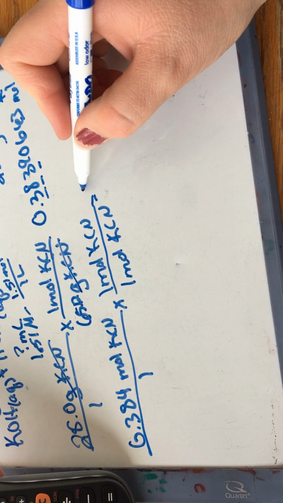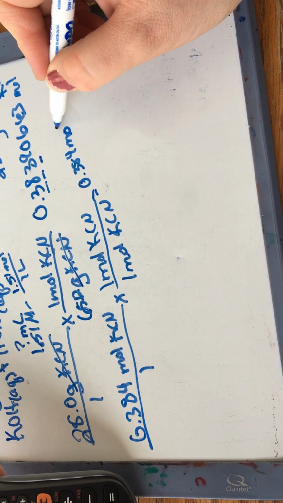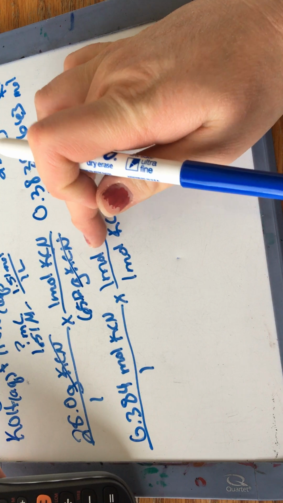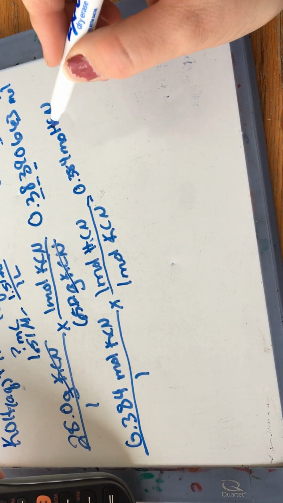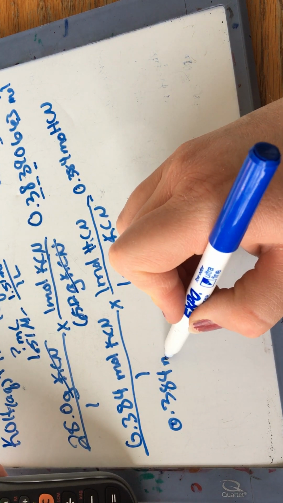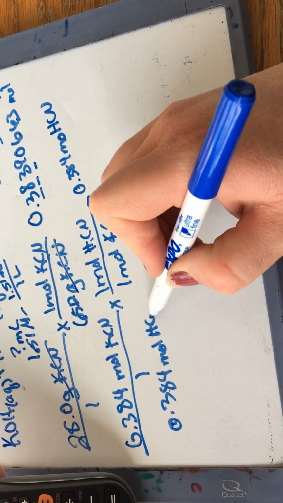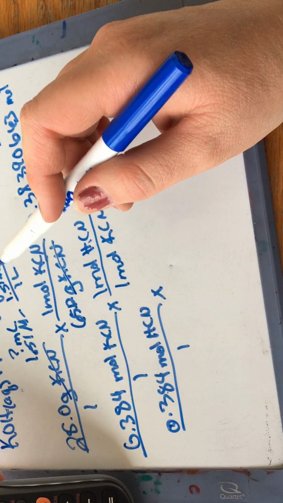So that all cancels out. So 0.384 mole. We are now in hydrogen cyanide. So now we're going to put that over 1 mole hydrogen cyanide over 1. Okay, so now we're over 1 here.